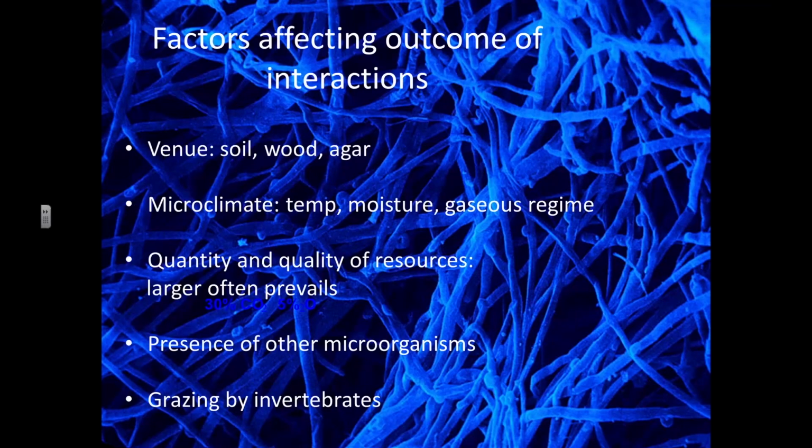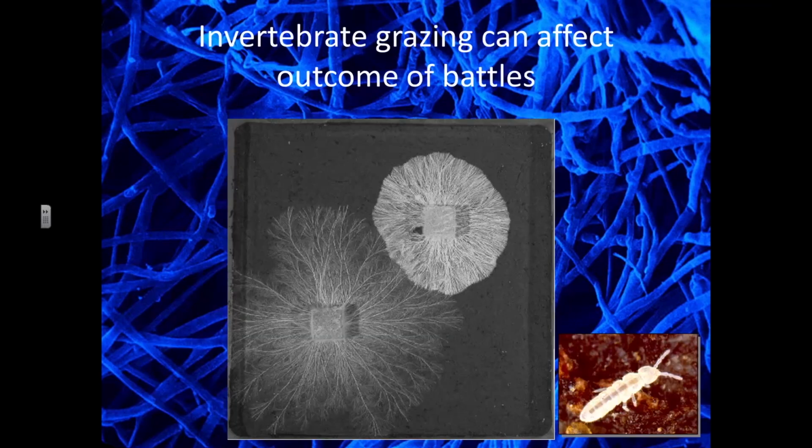Anyway, the outcome of these battles varies depending on the conditions. If we've got two fungi which maybe grow in soil and they also grow in wood, the outcomes of the battles may be different in soil and wood, and certainly they're often different in agar. If the climate changes, the temperature, the moisture, the gaseous regime, that affects the outcome. So with climate change, we're going to see different communities developing. How much food there is alters the outcome of battles. Whether there are other microbes or other fungi present has an effect. And so does grazing invertebrates.